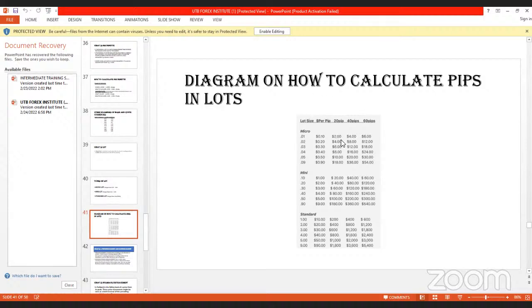Now, in that same market, you made a 20 pip move. All you need to do is multiply $0.1 times 20, which is $2. The $0.1 is what you make per 1 point move. Now, if you multiply it by 20, you have $2.